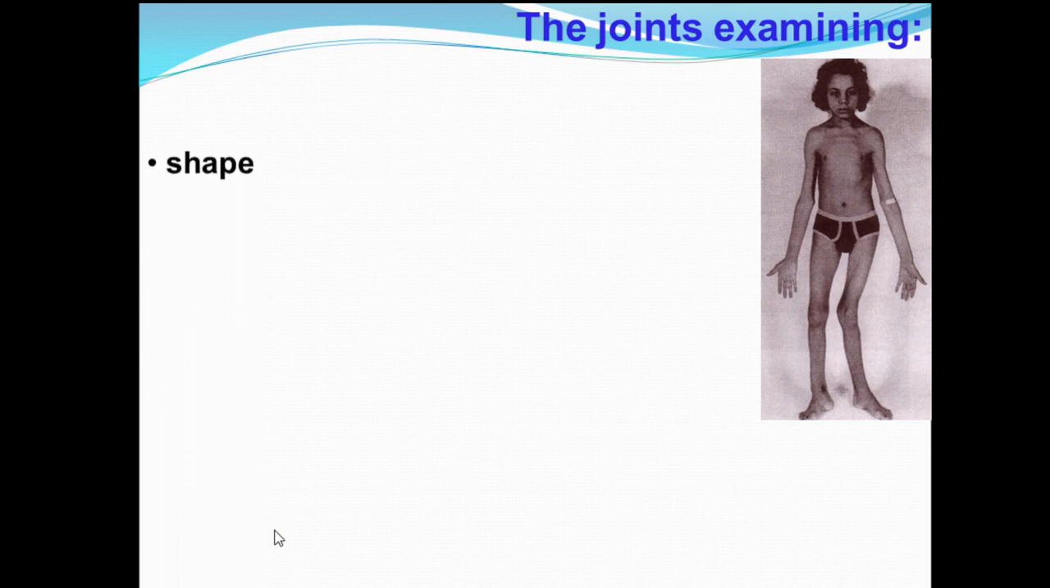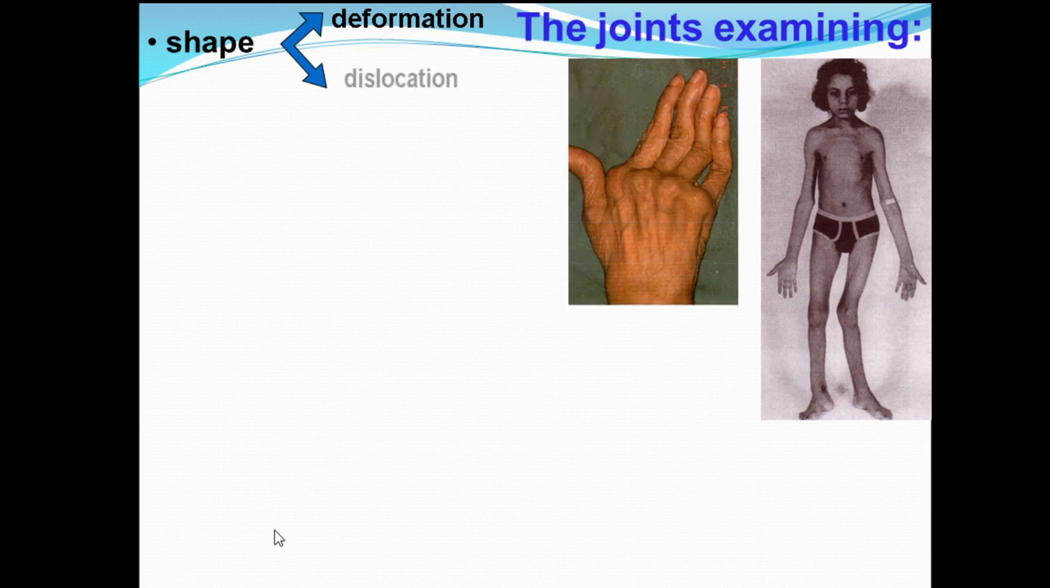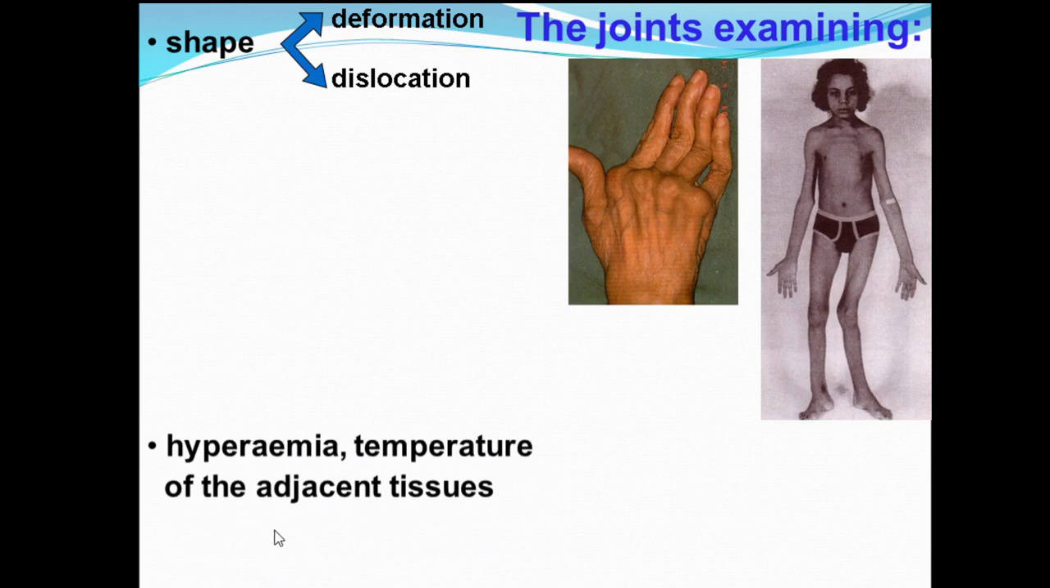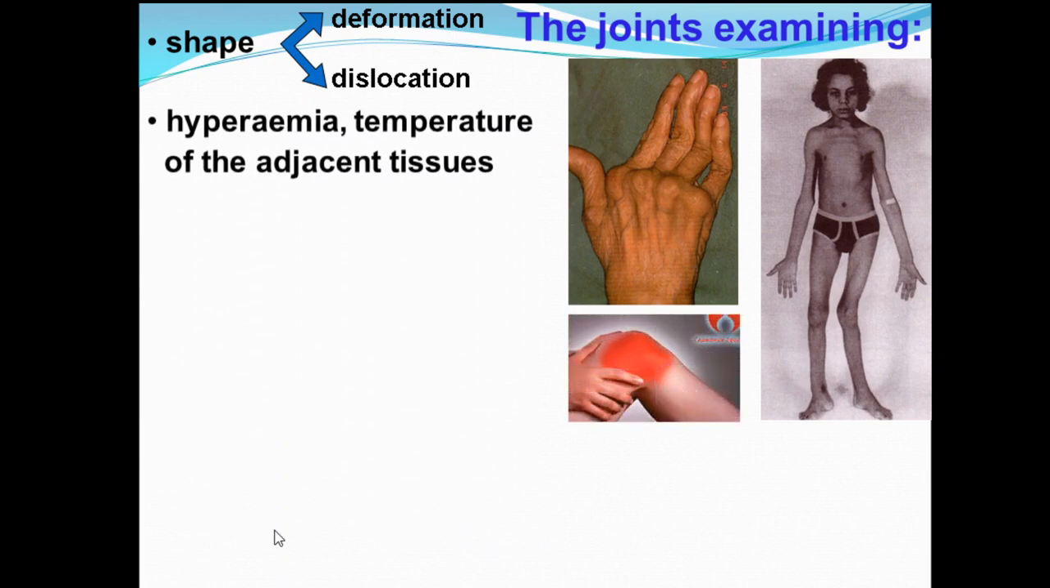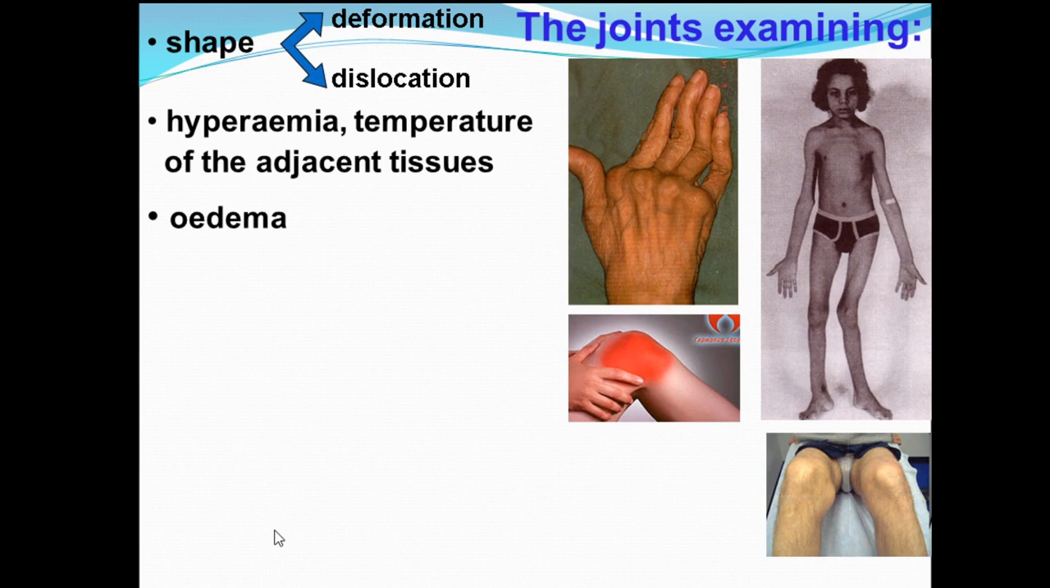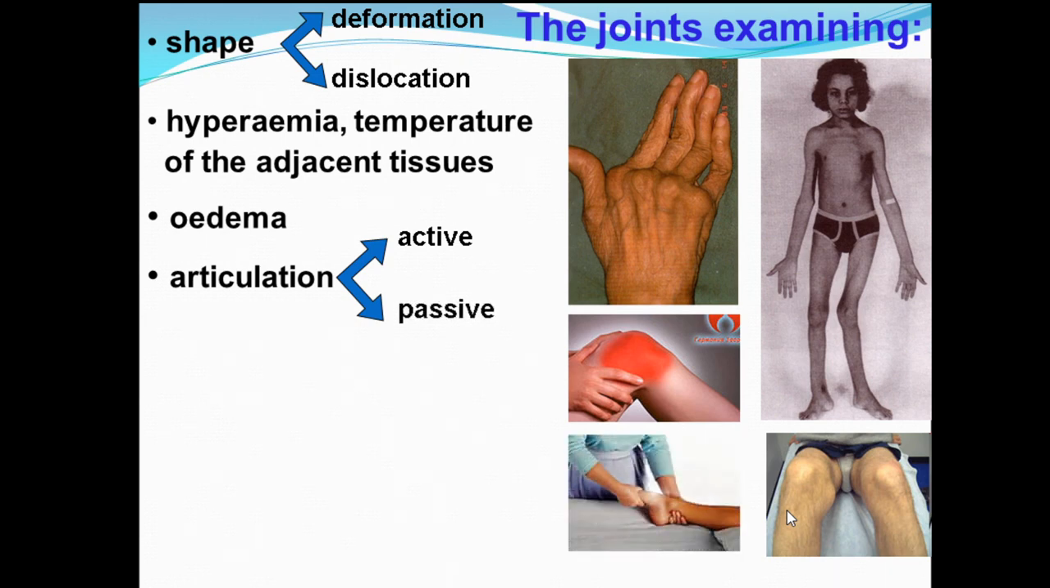During joint examination, first of all, we'll pay attention to its shape to reveal some deformation or dislocation. We'll pay attention to local changing of color due to hyperemia, because of increased temperature or any other problem. We'll pay attention to the size of the joints to reveal edema, comparing asymmetry due to local edema. Obligatory we assess articulation, ability to movement, and we distinguish active, when the patient moves his joints independently, or passive, when the doctor moves the joints of the patient.